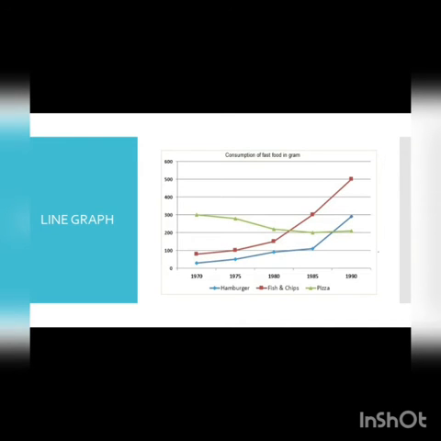Next one is line graph. It is used to show how data or information changes over time. Here is the example. The provided line graph provides the information about intake or consumption of fast food in grams. So you have to write that 300 grams of pizza was eaten by people in 1970, but after that it showed a gradual decrease and in 1990 it reached 200.